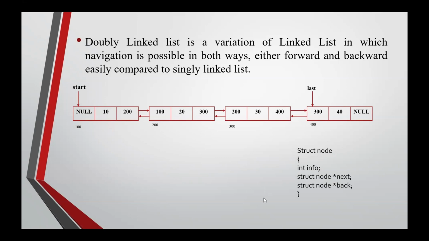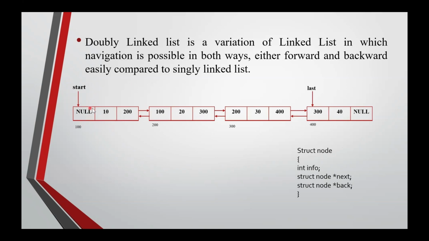A double linked list is a variation of the linked list in which navigation is possible both ways, either forward or backward. Means we can perform traversing both ways. And it is very easy compared to the single linked list. In a single linked list, what happened? We can move forward, we cannot move backward. And this is the example of the double linked list.